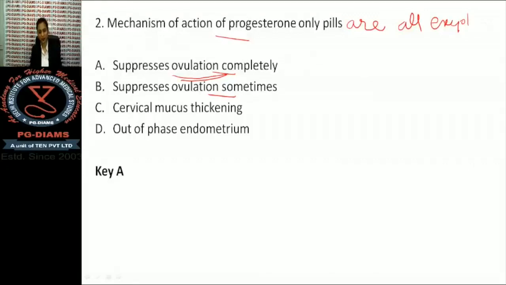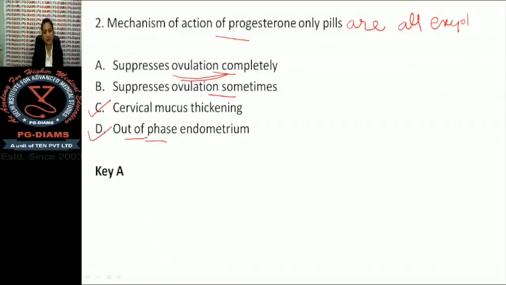Apart from that, from all the theory that I've taught you, you know that thickening of cervical mucus is an action, out of phase endometrium or endometrial atrophy. Out of phase endometrium means that at the time of ovulation, the endometrium is receptive to implantation of the embryo. If you give progesterone throughout the cycle, it causes endometrial atrophy and decidualization, and the endometrium is out of phase for implantation at the time of ovulation. So this is also a mechanism of action.